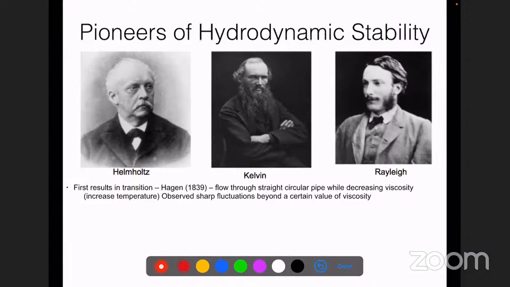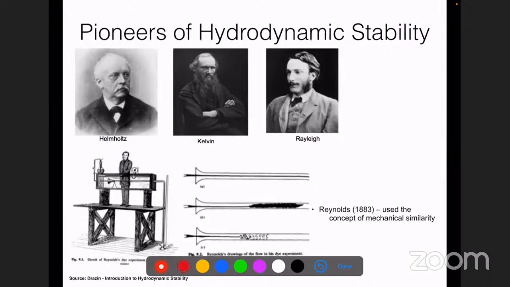The people who really led this field to emerge were predominantly Helmholtz, Kelvin, and Rayleigh. And this obviously got an extremely strong footing with experiments by Reynolds. All of us, when we learn either stability theory or turbulence, or sometimes just in a general course in fluid mechanics, are told about Reynolds' seminal experiments, where he observed that in a pipe flow, if you introduce disturbances, he was introducing a dye, and the dye would actually undergo a sharp fluctuating state beyond a certain flow rate.